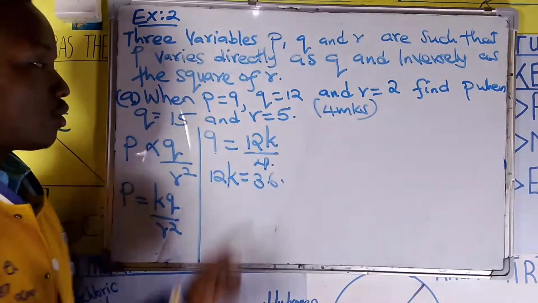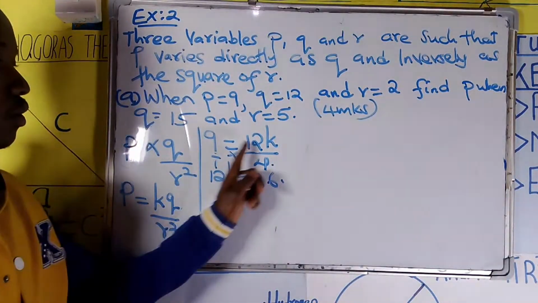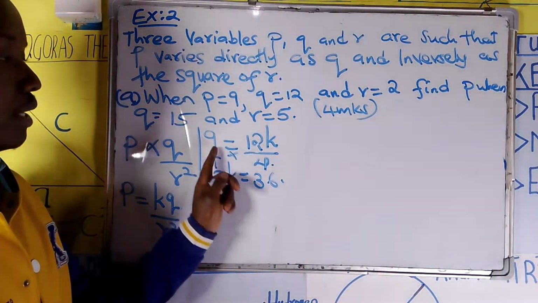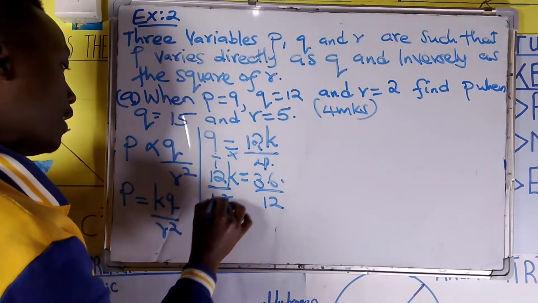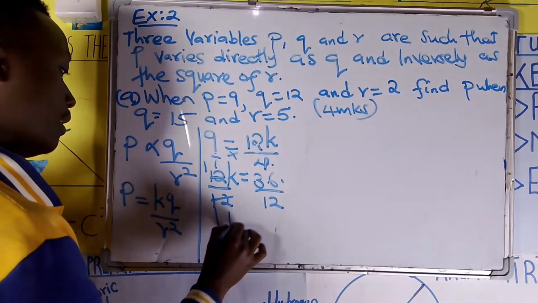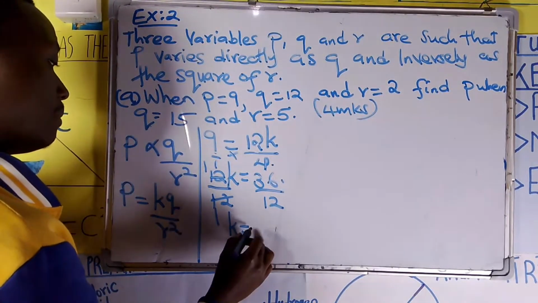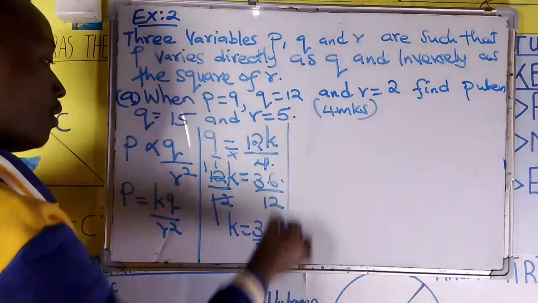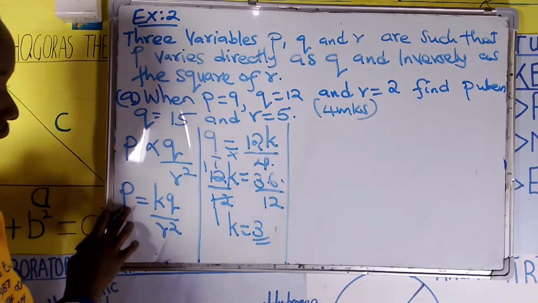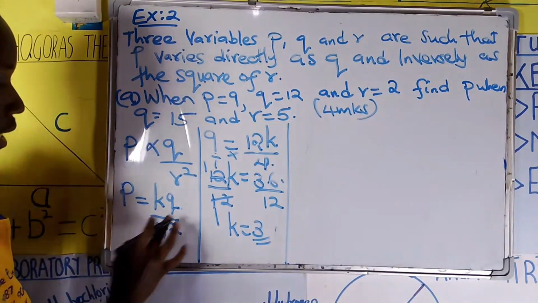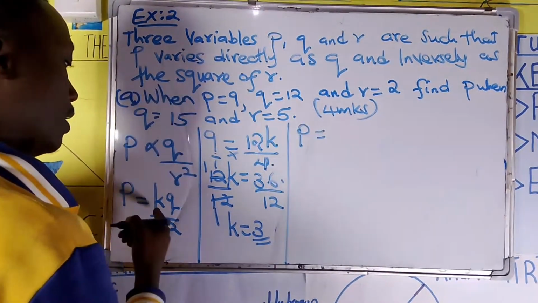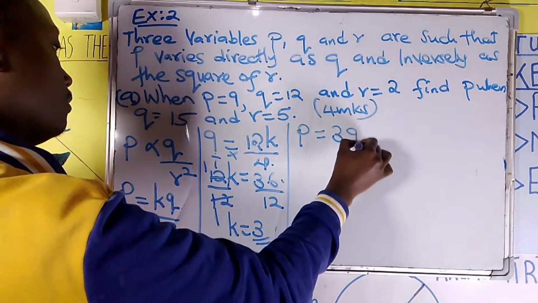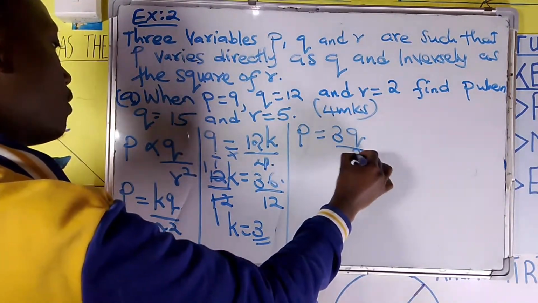So 12K will be equal to 36. Because this is cross multiplication, 12K times 1 is 12K is equal to 9 times 4, which is 36. Divide by 12, divide by 12. And we will get our K is equal to 36 divided by 12, which is 3. So when we get K is 3, we write the equation connecting P, Q, and R. And it is going to be P is equal to 3Q over R squared.